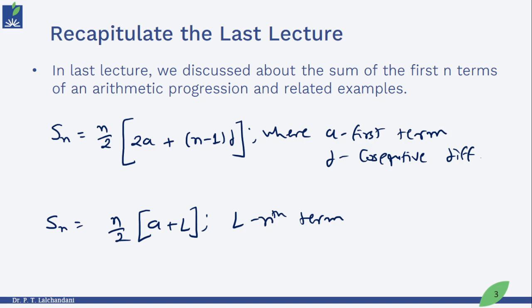We discussed several examples related to this. We discussed how to find the sum of first n terms, and we also discussed an example in which we were given the value of the sum of first n terms of an arithmetic progression and were asked to find the first four terms of that progression. So we discussed these two examples in the last lecture. Let us see some more examples.